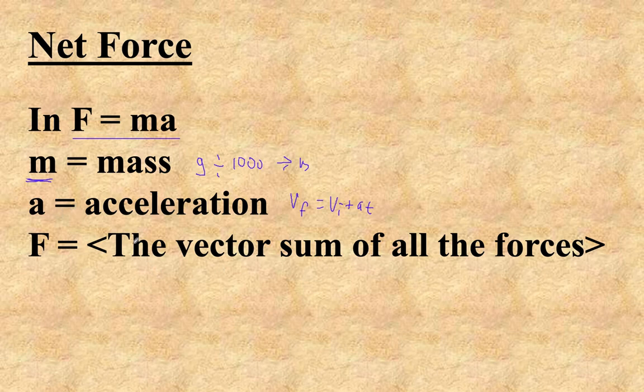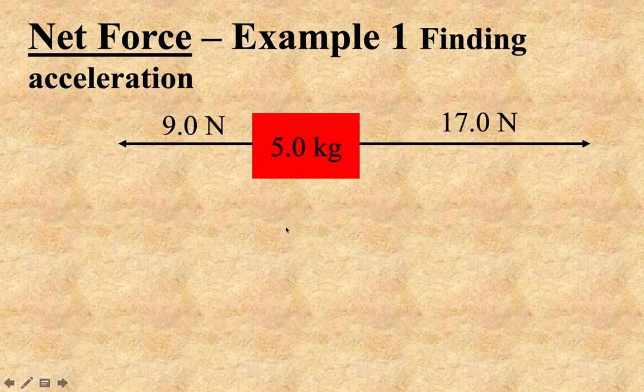So now what we're headed toward is the notion that we have to find the vector sum of all these forces. Now we're not going to do force at some angle, but we could. We're just going to look at forces in one direction. So let's take a look at that. In this example, we've got a 5 kilogram object, and let's imagine it's sliding on a frictionless surface, maybe like an air track glider, like I showed you.